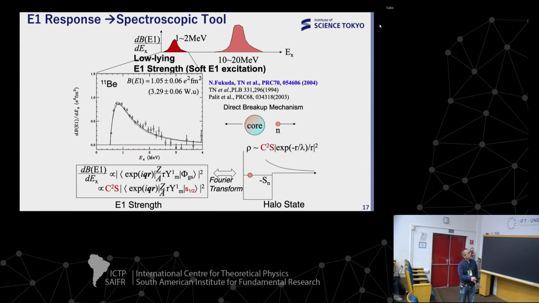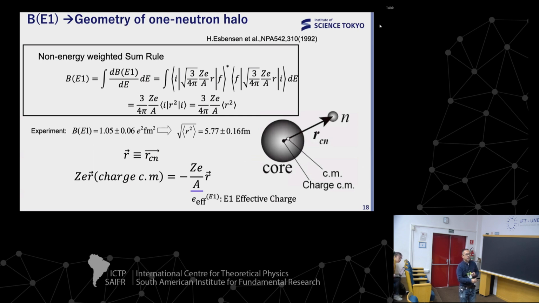Okay? And once we know this, we realize that maybe we can use it as a spectroscopic tool for the halo state. For instance, in this case, we have this amplitude of the halo state. This is C squared S, the spectroscopic factor, which we called alpha squared in the previous slide. This C squared S can be extracted from this measurement, and that was 0.72, which was consistent with the previous results.